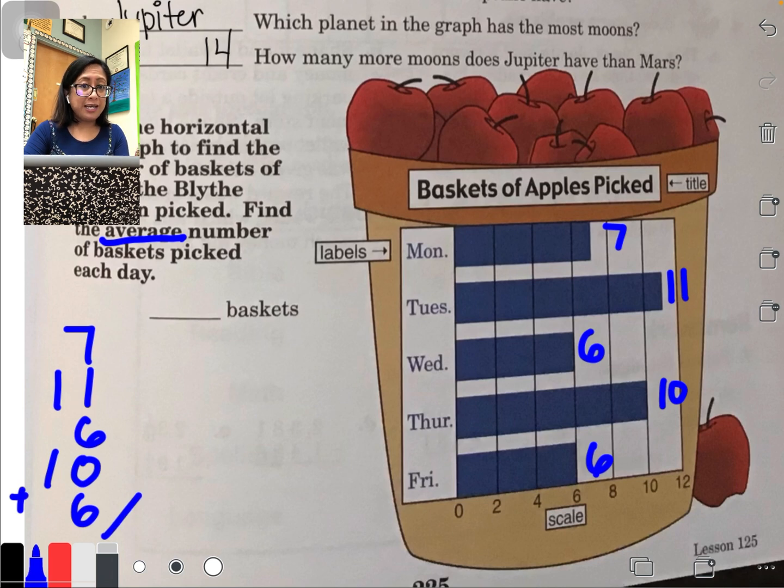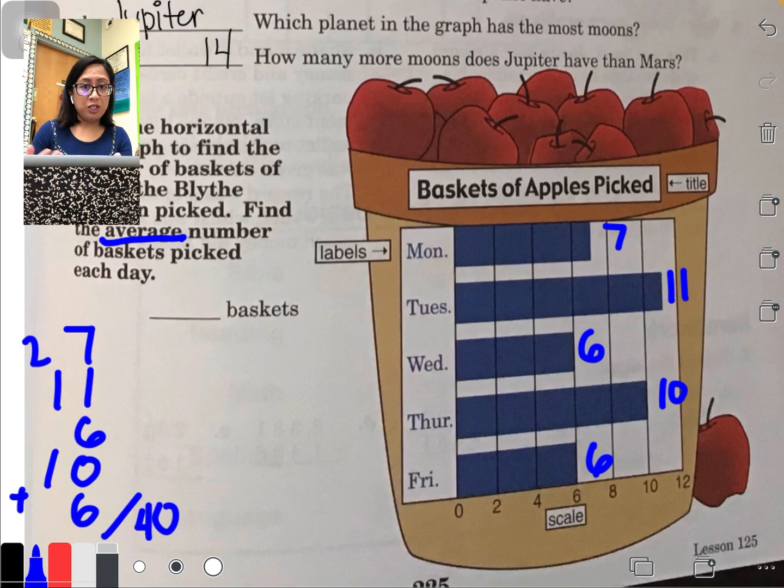7 plus 1 is 8. 8 plus 6, so I've got 6, 8, 9, 10, 11, 12, 13, 14. 14 plus 0 is 14. 14 plus 6, so I'm going to put 6 up again. 6, 14, 15, 16, 17, 18, 19, 20. So I'm going to carry over 20. 2 plus 1 is 3. 3 plus 1 is 4. Okay, so in 5 days, the Blythe family picked 40 baskets of apples. That's a lot of baskets.